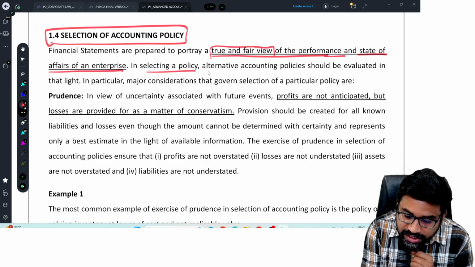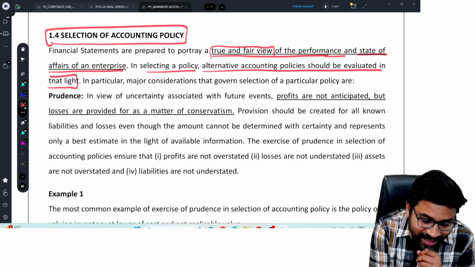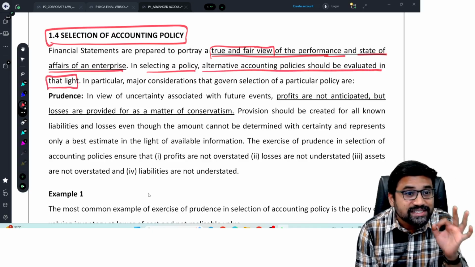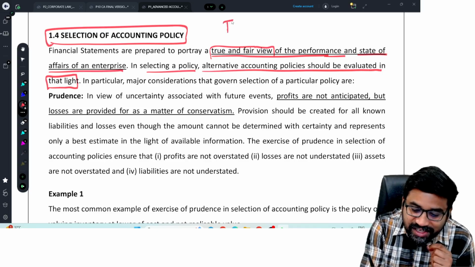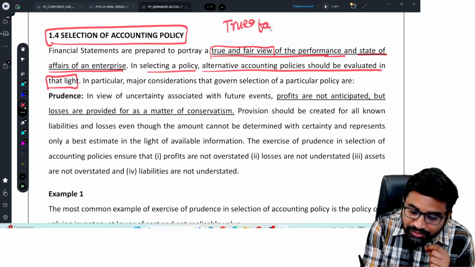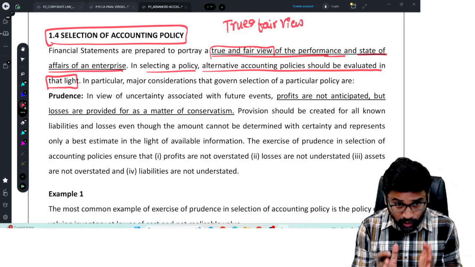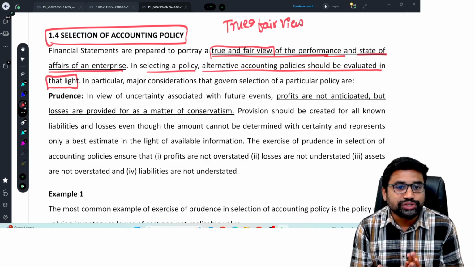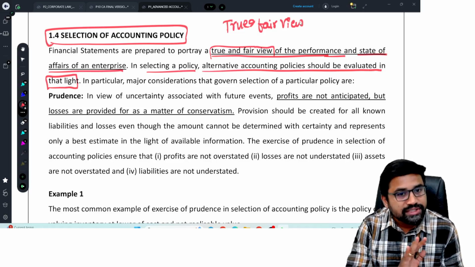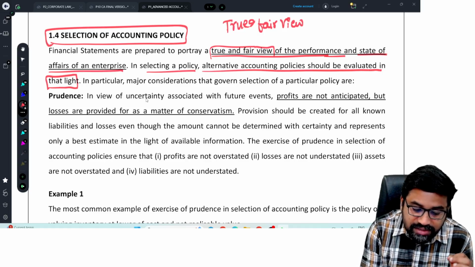In selecting a policy, alternative accounting policies should be evaluated in that light. That means what is the first criteria for selecting an accounting policy? Main criteria, true and fair view. This is our main objective. So whenever anybody wants to select an accounting policy, ask whether this policy gives you a true and fair view. Does it improve the financial statements' truth and fairness? If the answer is yes, then follow. Otherwise, no.